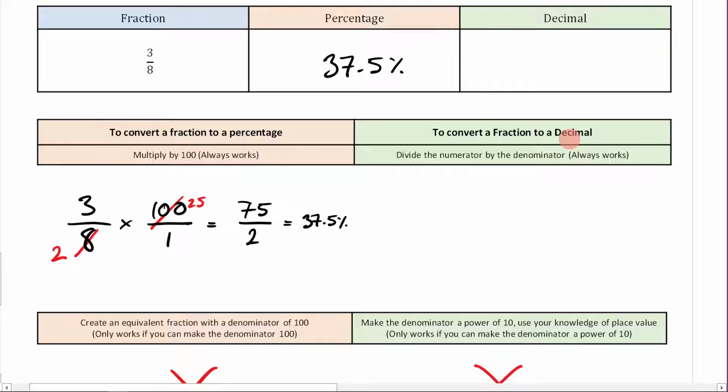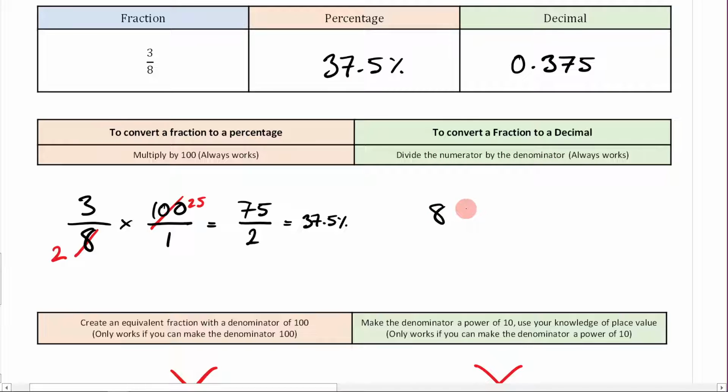Now, this is where I want you to be a bit cunning and realize that you could take the percentage and turn it into a decimal really easily. Remember, you just do this. And just like that, we've turned our percentage into a decimal. So if you wanted to do it that way, you could. The other way you could do it is by doing the division.